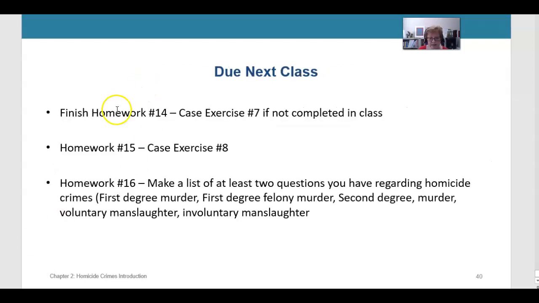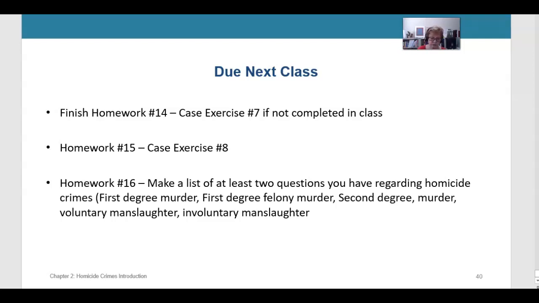For next class, you're going to finish homework 14 if you've already started it. You are going to do case exercise number 15, and you're going to make a list of 2 questions. So that's where we end on that. Hopefully this has been helpful. You're going to get lots of practice. The procedure is the same.